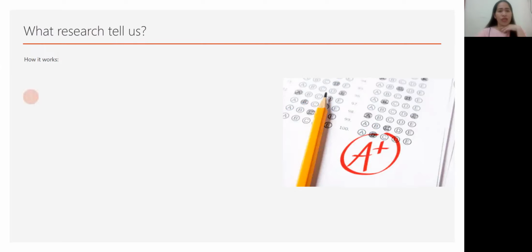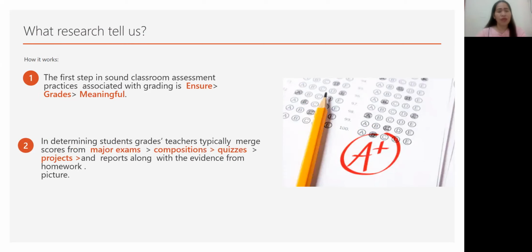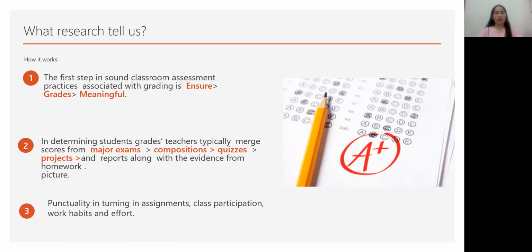What does the research tell us? Number one, the first step in sound classroom assessment practices associated with grading is to ensure that the grades are meaningful. The second, in determining students' grades, teachers typically merge scores from major exams, compositions, quizzes, projects, and reports along with evidence on punctuality in turning in assignments, class participation, work habits, and effort.